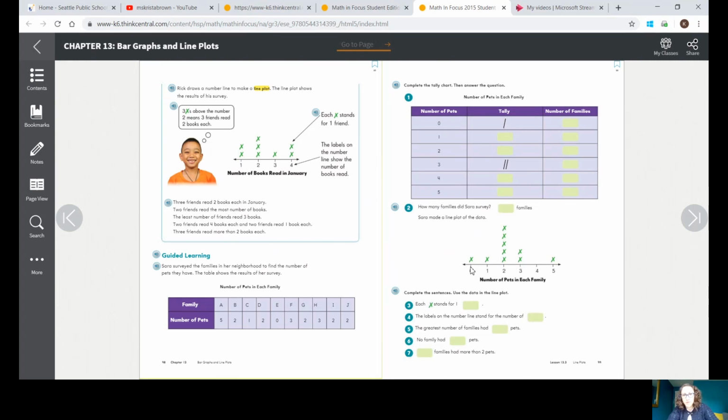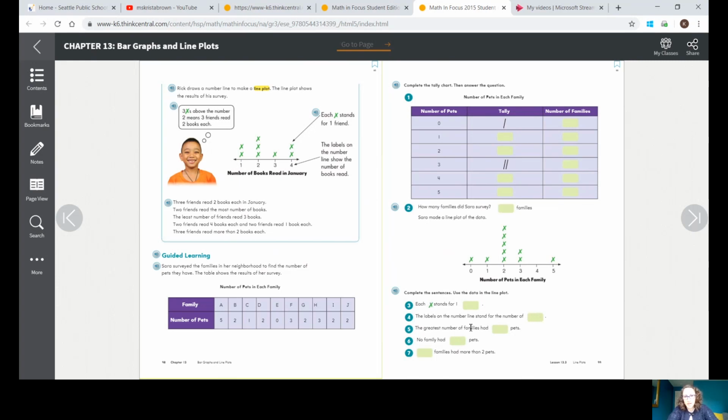You can see 0 is just 1. And then let's double check for number of pets, 3. Yep, 2 families, so those match. So each X stands for 1 family. Number 4, the labels on the number line stand for the number of pets. Hopefully you were thinking that.